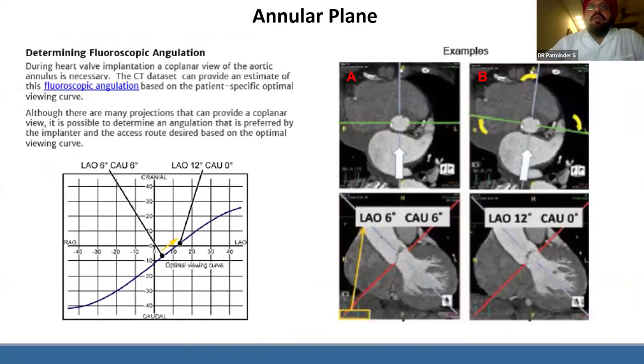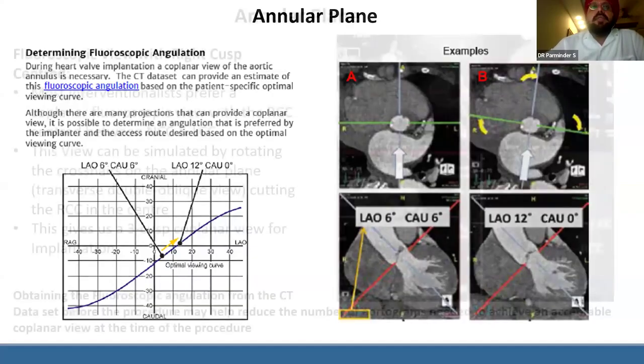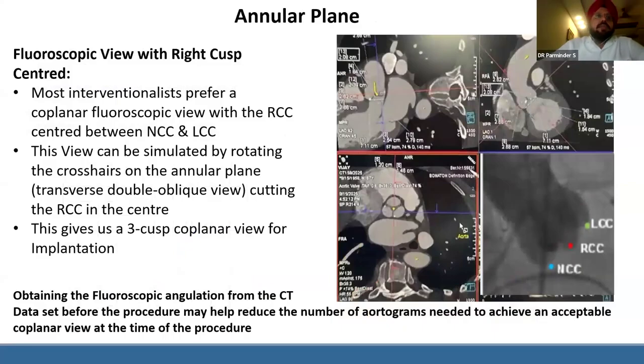With this plane, now we can determine the fluoroscopic angulation. Usually for fluoroscopic angulation, most of the time we are comfortable using RAO caudal or RAO cranial views for the coplanar view and LAO caudal for the cusp overlap. Most of us prefer the coplanar view with RCC in the center. As we can see on the right side of the screen, we keep the right coronary cusp in the center, non-coronary lowermost, and left coronary uppermost. This is what we want.